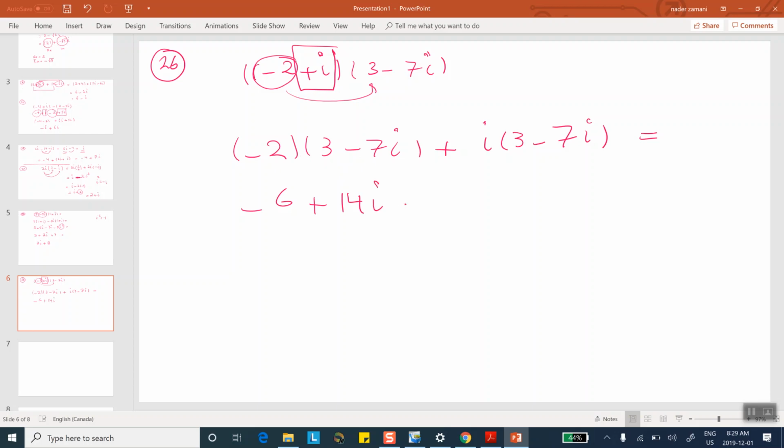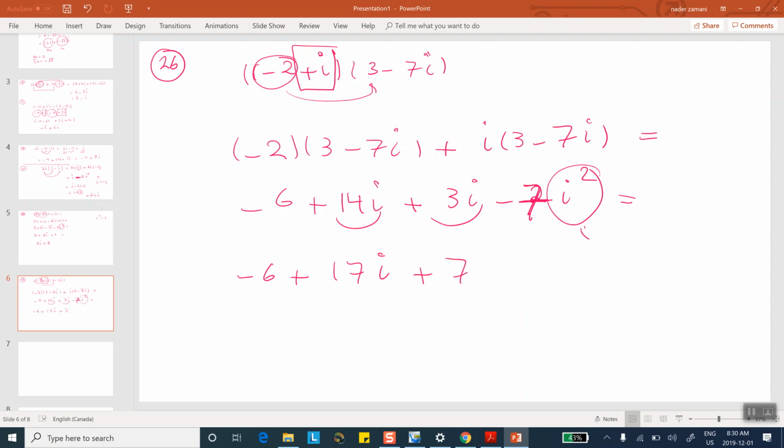14i plus 3i minus 7i squared. Now, minus 6, 14i and 3i is 17i. And remember, i squared is minus 1, so that makes it a plus 7. Because this is minus 1 times minus 7 is going to be plus. And this is going to be 1 plus 17i. Okay?